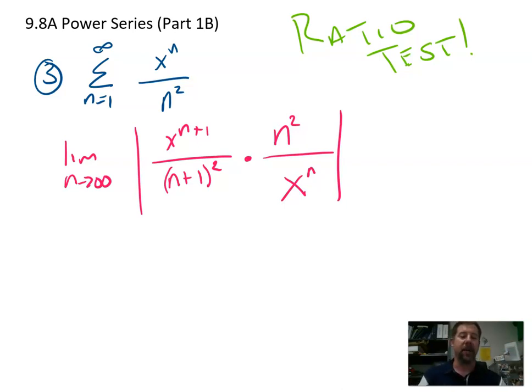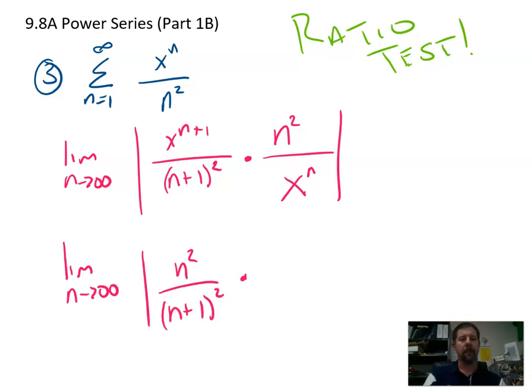When I divide by that fraction, if you want to do it in one step like I did here, skip, flip, and multiply, that is okay with me. When I simplify, I put my n stuff together, so I'd have n squared over n plus 1 squared. And then I put the x stuff together. When I divide these x's, subtract exponents, I'm going to end up with just x.